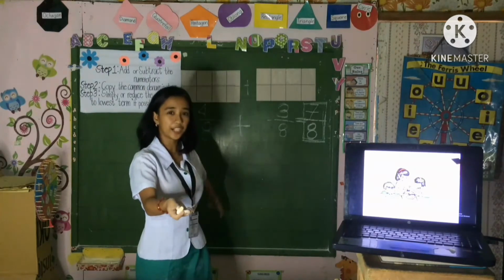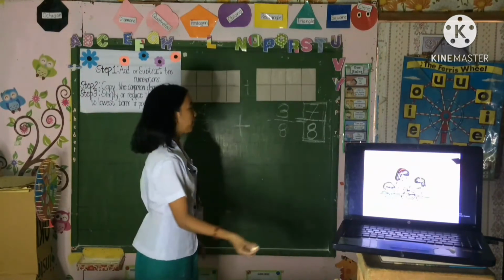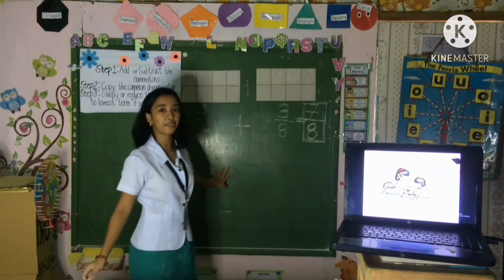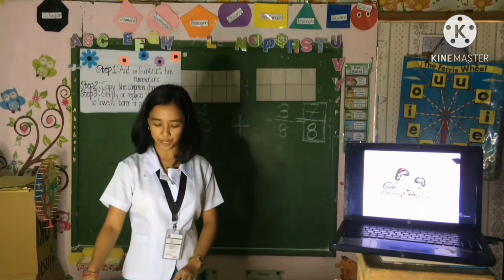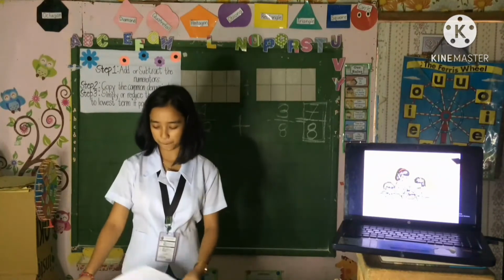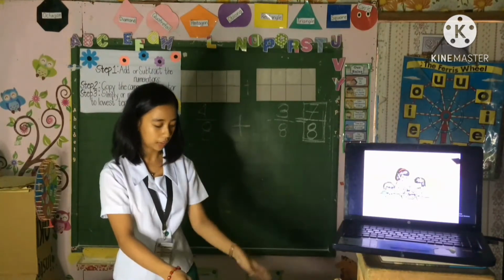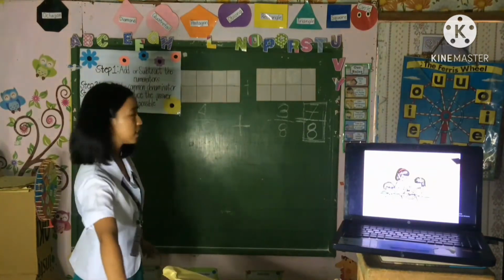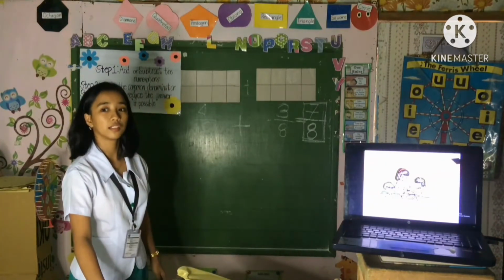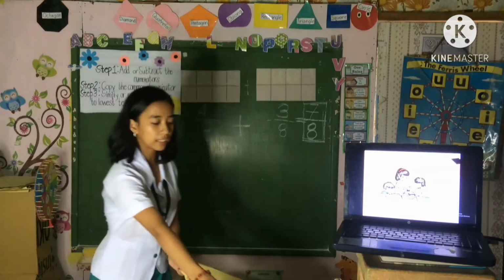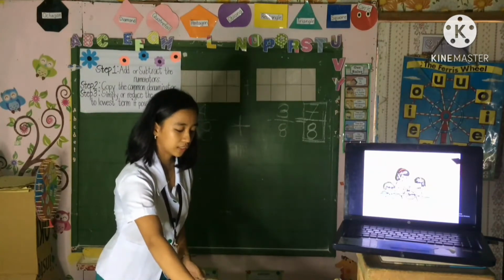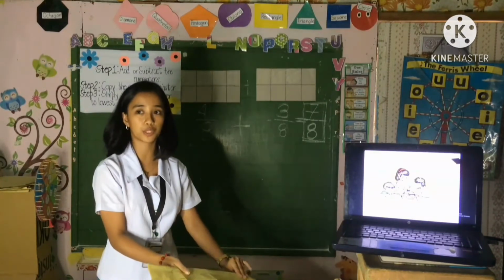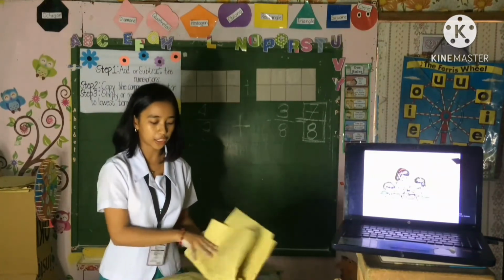No? Another? Very good, because 7 and 8 have no common factor other than 1. Very good. Now, did you understand what the addition of similar fractions is? Very good. Now, let us proceed to the subtraction of similar fractions.